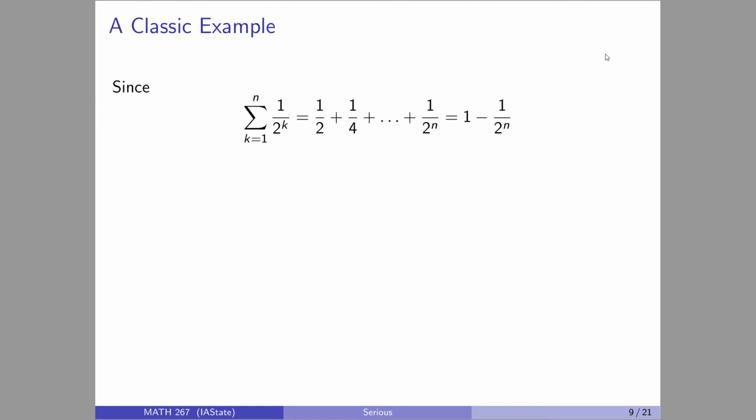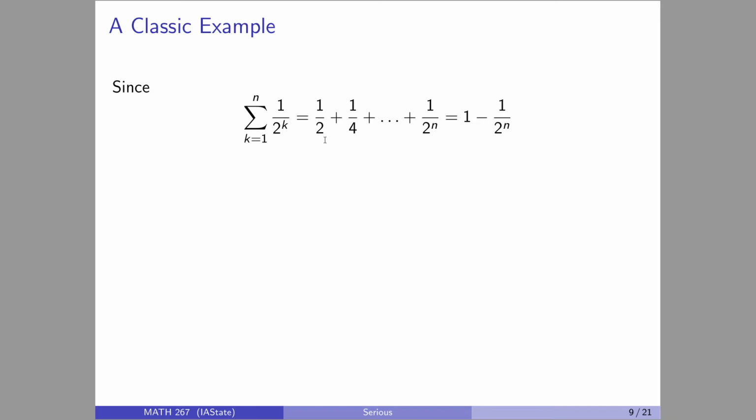Alright, so speaking of classic examples of series, let's get another one. It's going to tie into everything here. The summation of 1 over powers of 2. So 1/2 plus a fourth plus so on and so forth. It turns out, and it's not too tricky, you can actually show this equals 1 minus 1 over 2 to the n. It's not too hard to convince yourself this is true if you just think about it.